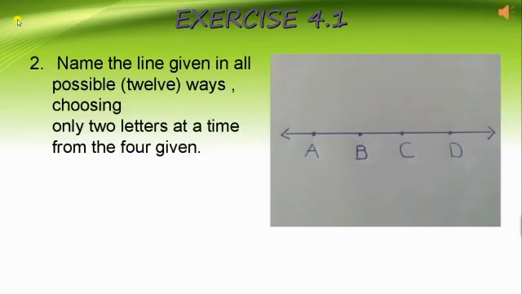Now, your next question is: name the line given in all possible ways, choosing only two letters at a time from the four given letters. We can name the given single line in 12 different ways by taking any two letters at a time from the four given letters. Now we can check which are the 12 different names of the given line. Line AB, BA, AC, CA, AD, DA, BC, CB, CD, DC are the different names of the given line.